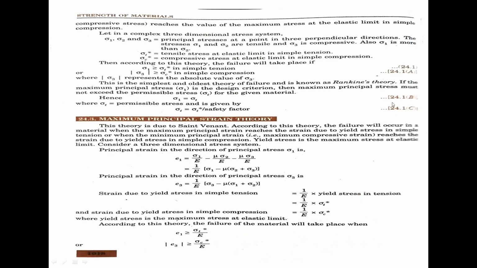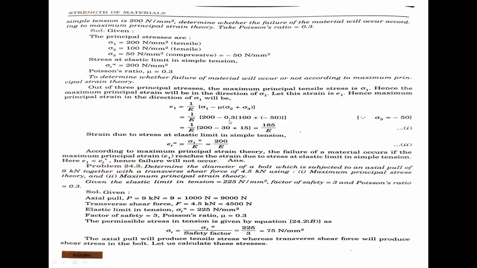From equation 24.1c, the permissible stress sigma t equals sigma t star by safety factor. Substitute the values: you know the sigma t value and the sigma t star value, so you calculate the factor of safety. Factor of safety equals sigma t star by sigma t, that is 200 Newton per mm square by 100 Newton per mm square. Finally we get the value 2.0.